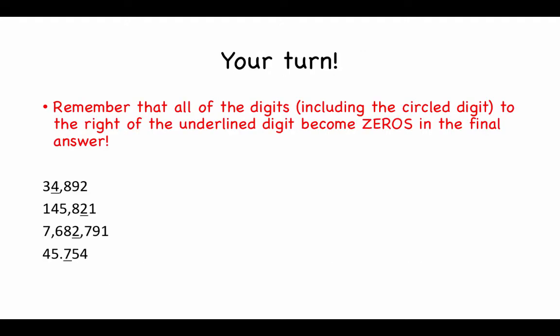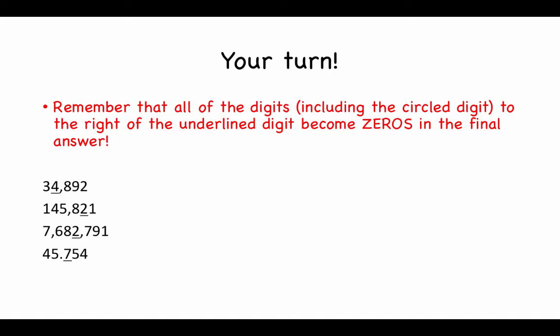This is something that I need you to make sure that you know. Remember that all of the digits, including the circled digit, to the right of the underlined digit become zeros in your final answer. I'm going to say that again. All of the digits, including the circled one, to the right of the underlined digit will all become zeros. So you will annex zeros all the way across.